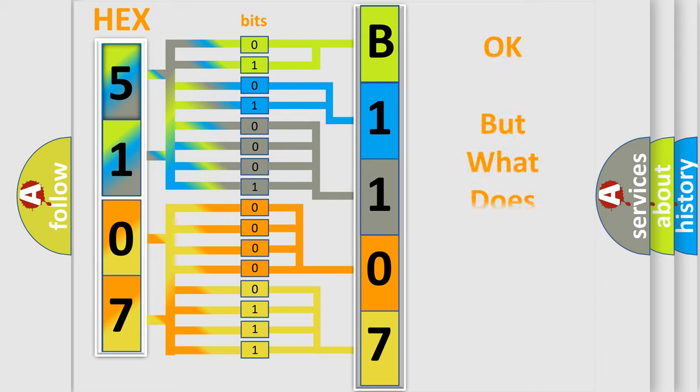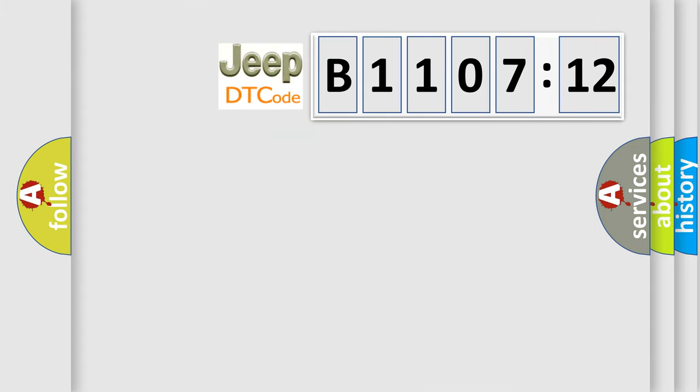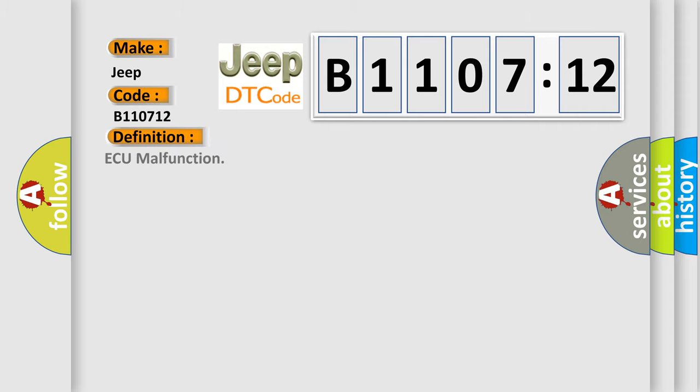The number itself does not make sense to us if we cannot assign information to what it actually expresses. So, what does the diagnostic trouble code B1107-12 interpret specifically for Jeep car manufacturers? The basic definition is ECU malfunction. And now this is a short description of this DTC code.